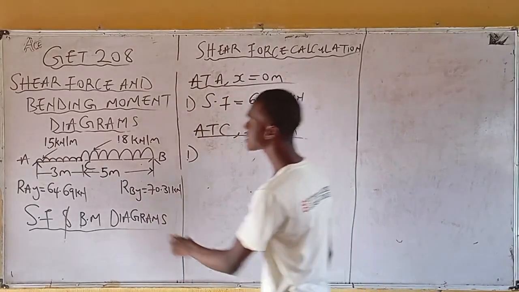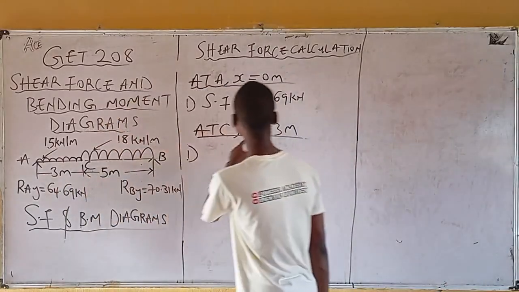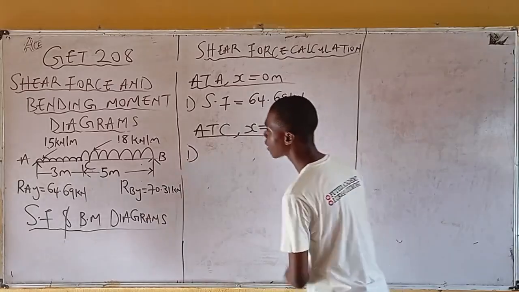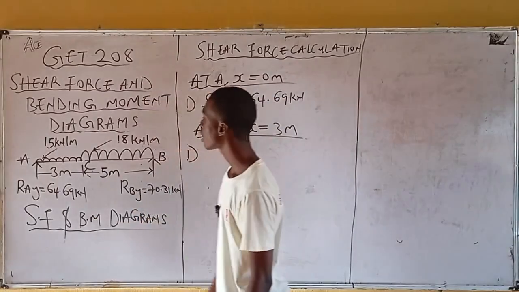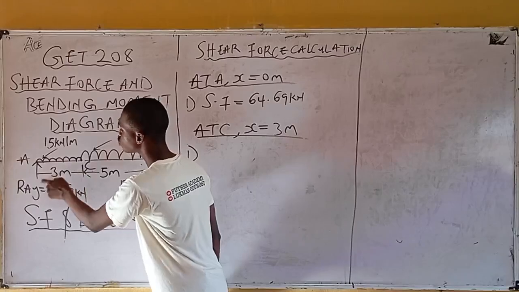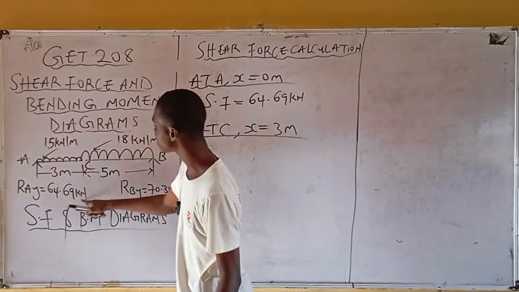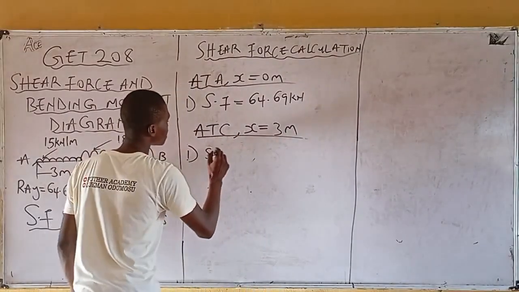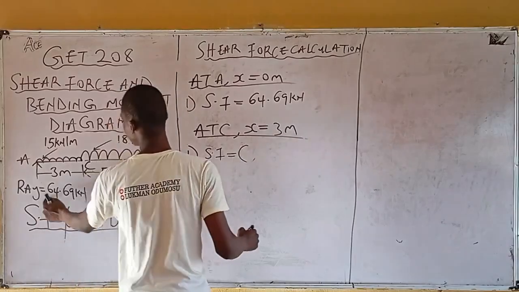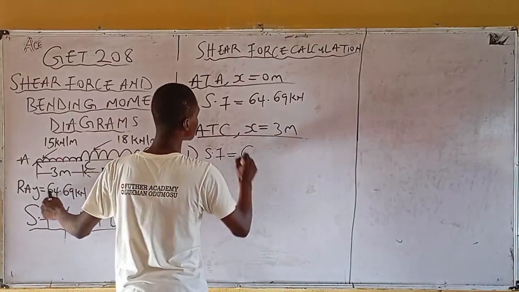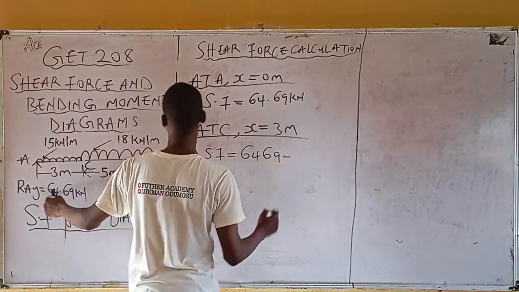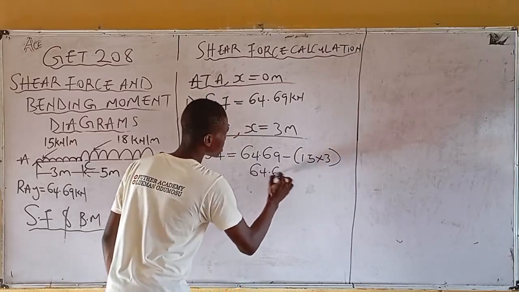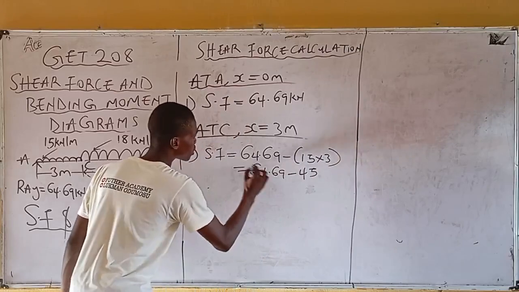From here, at C, meaning x is equals to what? 3 meter. Now, how do you do your shear force calculation? I'm considering these two forces, right? That was 64.69 and this 15 kilonewton per meter. So my first value of shear force is equals to 64.69 minus 15 times 3. So I have 64.69 minus 45, which is equals to what?